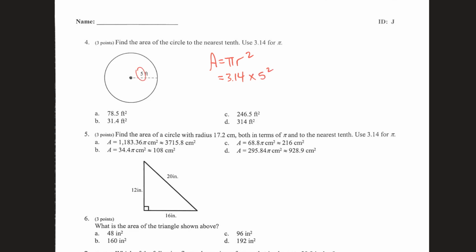But that doesn't mean 5 plus 5. It means 5 times 5. So that's 3.14 times 25. And I happen to remember that when you multiply those two together, you get 78.5, and it must be A. Next.